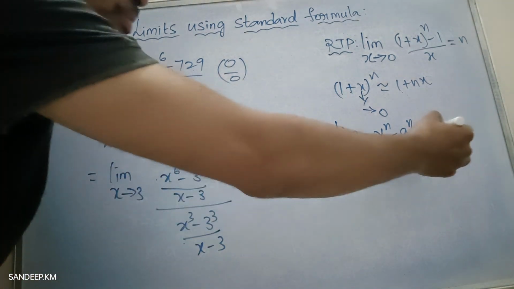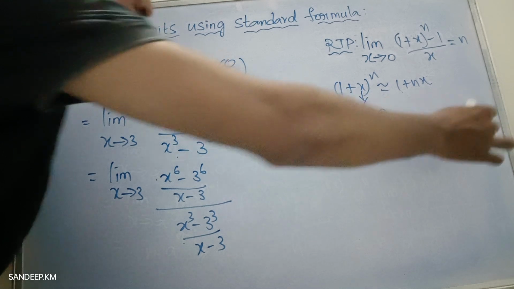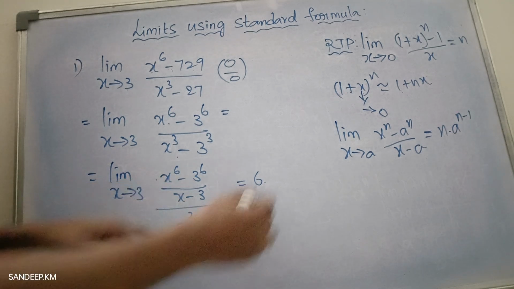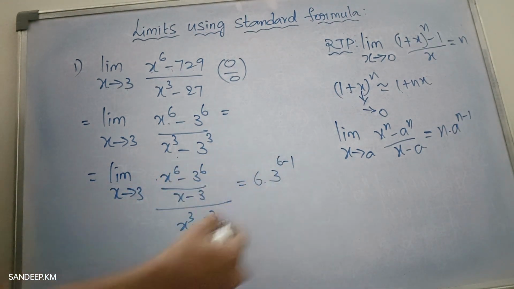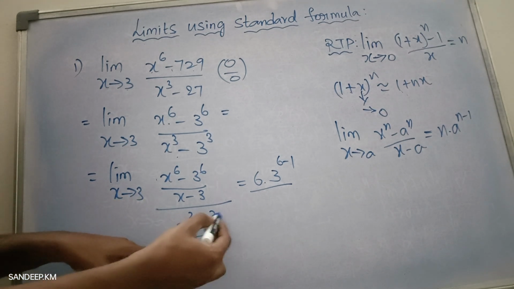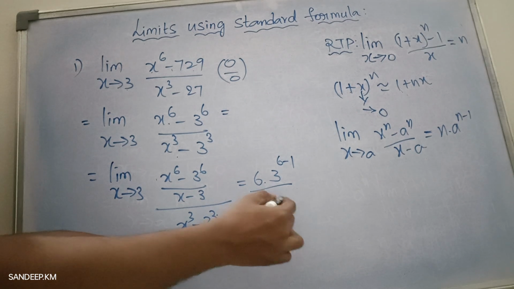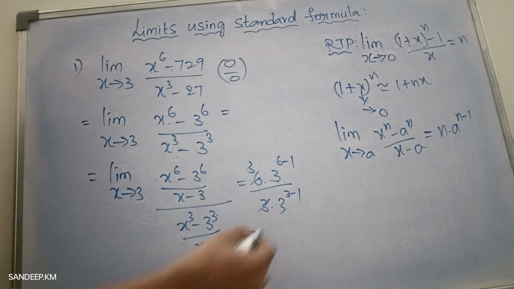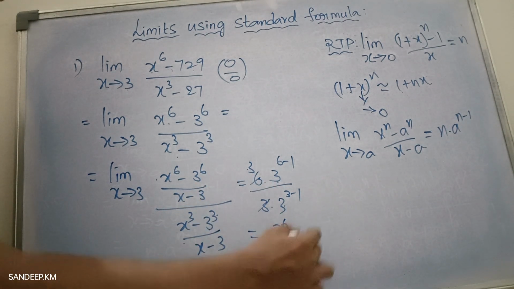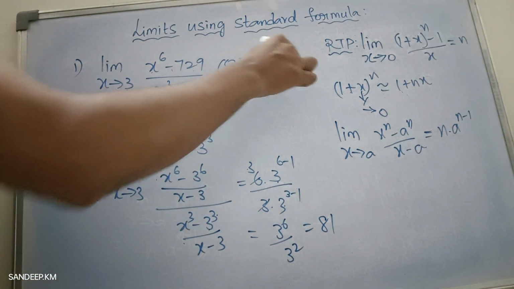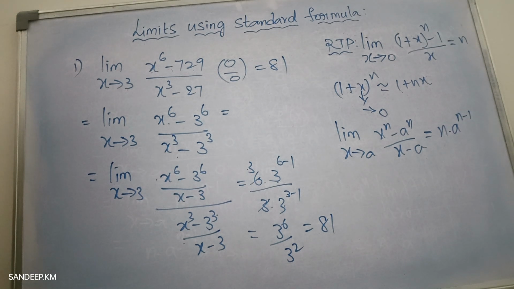If you use standard formula, the answer is n into a power n minus 1. So therefore the numerator becomes what? n into, which means 6 into a power, which means 3 power, n minus 1, which means 6 minus 1, whole divided by. Similarly, limit can be applied for the denominator. n into, so 3 into a power, 3 power, n minus 1, 3 minus 1. Okay, so numerator is 3 into 3 power 5, that means 3 power 6, and denominator is 3 square, so you will get 81. So the answer for this question is 81. I hope the question is very simple.